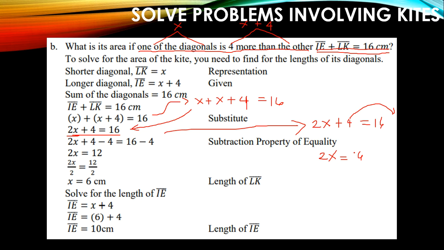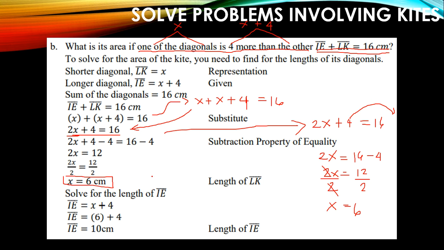So, 2x equals 16. Then, since this is positive sa left, negative sa right. So, that's minus 4. Then, 2x equals 16 minus 4. So, that's 12. Then, divide both sides by 2. 2 sa left, 2 sa right. Okay, cancelled out na siya. So, you have the value of x, which is 6. So, we have this one, the value of x, which is 6 centimeters.